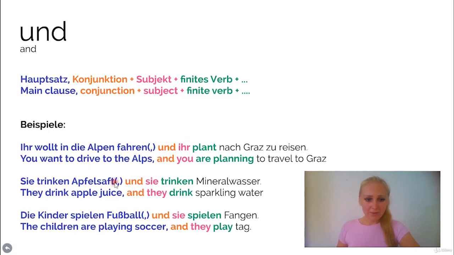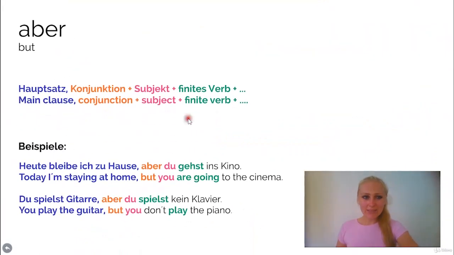Sie trinken Apfelsaft und sie trinken Mineralwasser. They drink apple juice and they drink sparkling water. Die Kinder spielen Fußball und sie spielen Fangen. The children are playing soccer and they play tag. That's the word und. The next one is aber, which is but. Here it's the normal "but" without correcting the main clause.